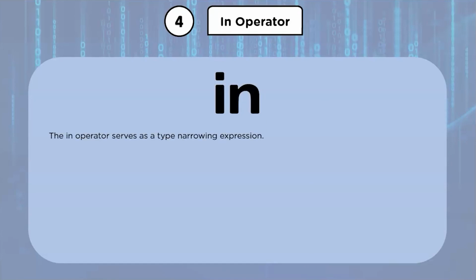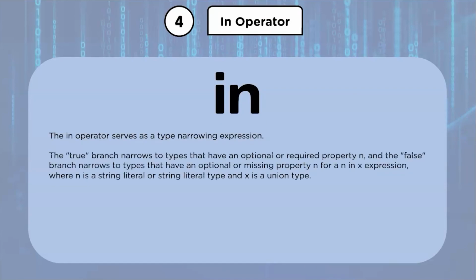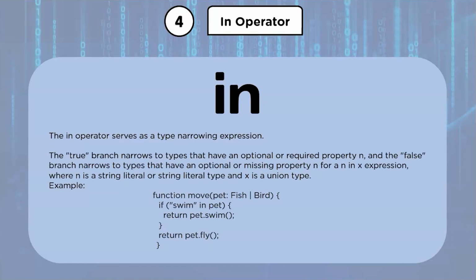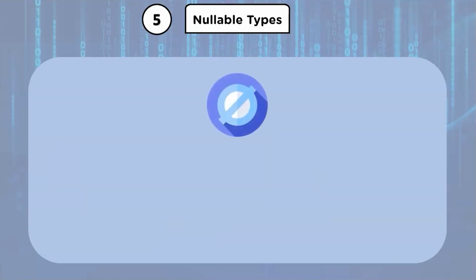The in operator serves as a type narrowing expression. The true branch narrows to types that have an optional or required property n, and the false branch narrows to the types that have an optional or missing property n for an "n in x" expression, where n is a string literal or a string literal type and x is the union type. Below is an example code for the in operator.